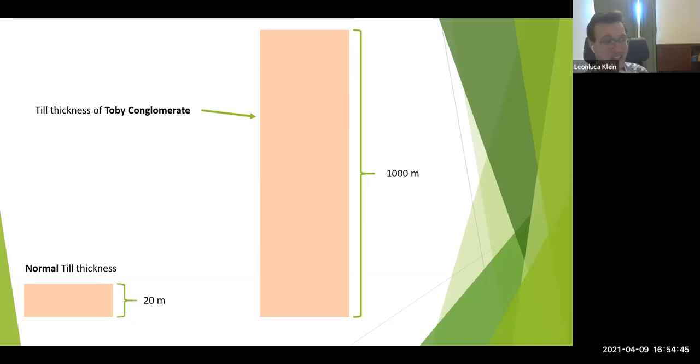Good question, right? So it's called the Toby Conglomerate. And again, it wasn't vertically 1,000 meters. This whole area has been tilted so that it was horizontally almost 1,000 meters thick. That's crazy, right? Now, why am I telling you this?